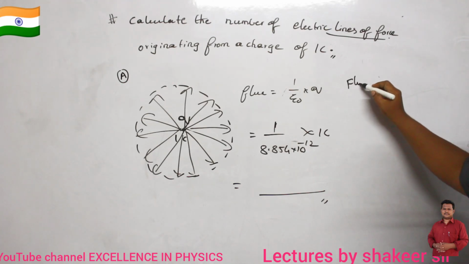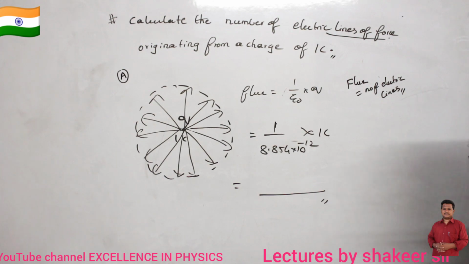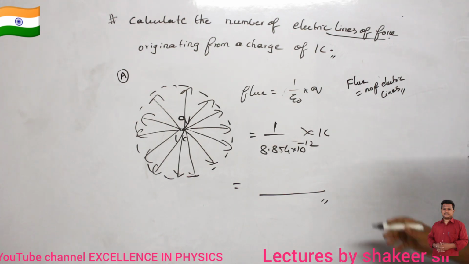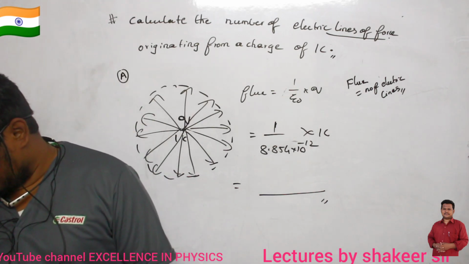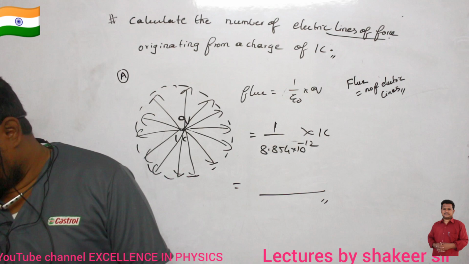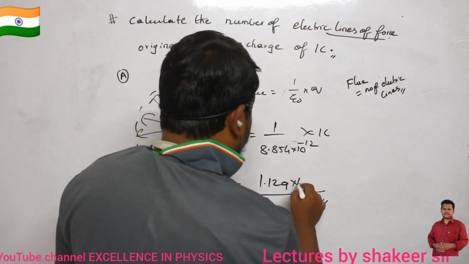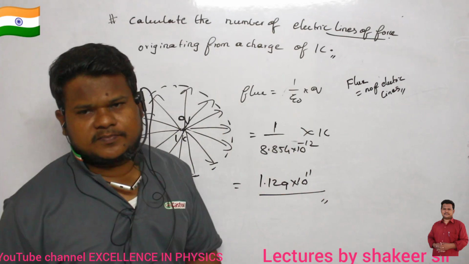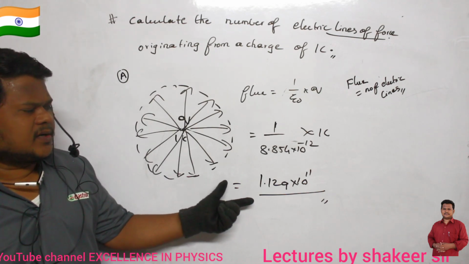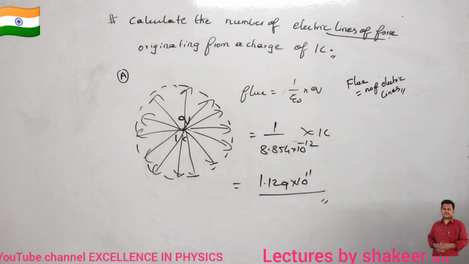See, ma, what is meant by flux here? Flux is nothing but the number of electric lines only, no? Flux and the number of electric lines of force are both the same. So if I do this calculation, the flux value I will get is 1.129 into 10 power 11. So this is the flux. Flux is nothing but the number of electric lines of force. Clear, ma? So these many electric lines of force will originate from 1 coulomb of charge. That is our answer. Okay.